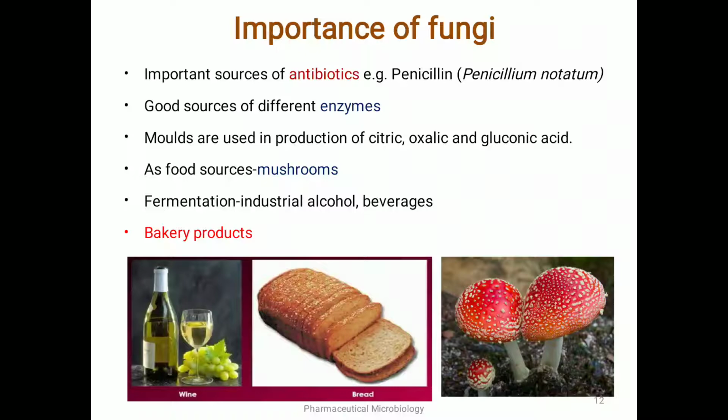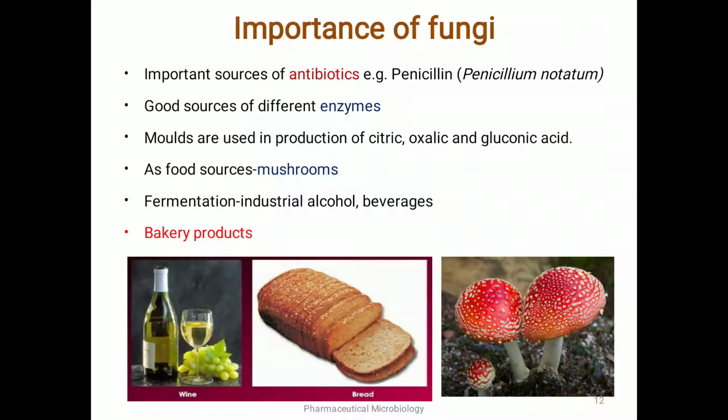That is edible, which means eatable. These are the important sources of food. Then with the help of fermentation, industrial alcohol as well as various beverages like wine can be produced with the help of these fungi. For example, Saccharomyces cerevisiae is used in the production of wine. Various bakery products are also produced. For example, baker's yeast is used for production of bread as well as other bakery products.